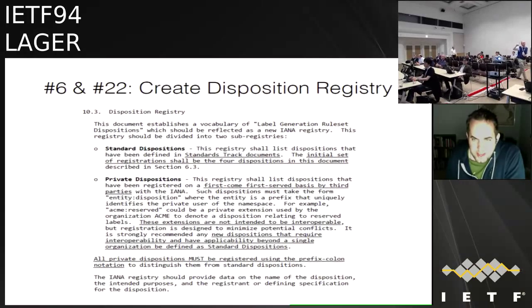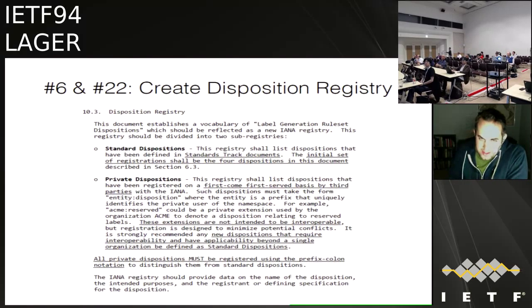So this is draft text for the 05 draft that is not yet published. But this is the entire text for the disposition registry as it stands right now. Because it was relatively short, I just thought I'd put it quickly on a slide, and I've underlined the key points, and I think I've already spoken to most of them. The mechanism I wanted to highlight, though, by showing you the text, is how to distinguish between a standard and a private disposition.